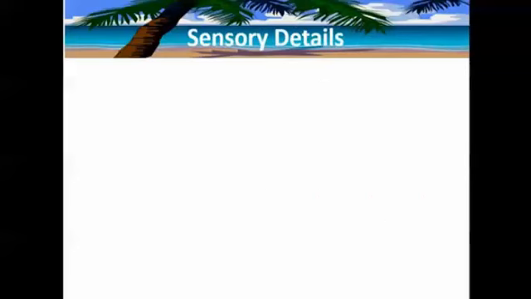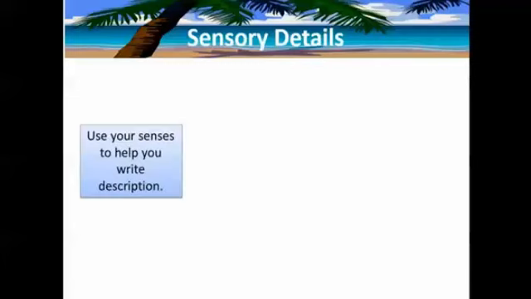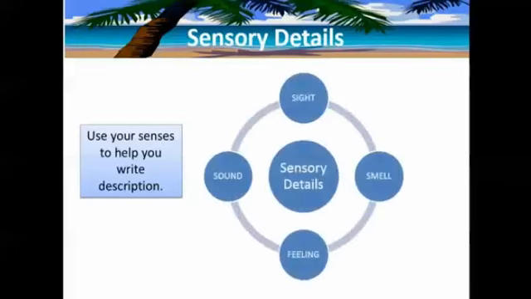We add specific details by using sensory details. We use our senses to help us write description. Our senses include sight, smell, sound, and feeling. They also include taste, but sometimes, unless you're writing about a restaurant, it's hard to add taste into the description.